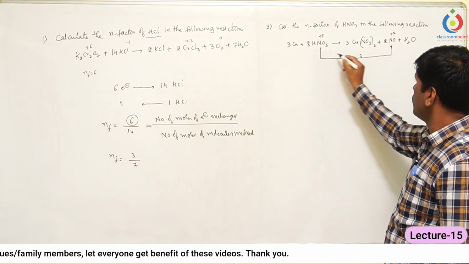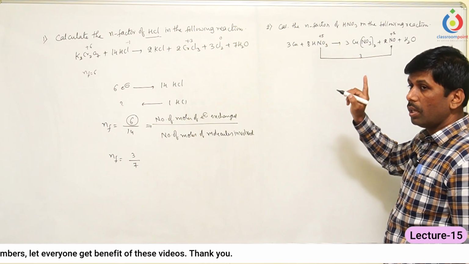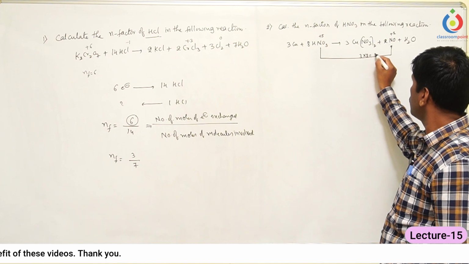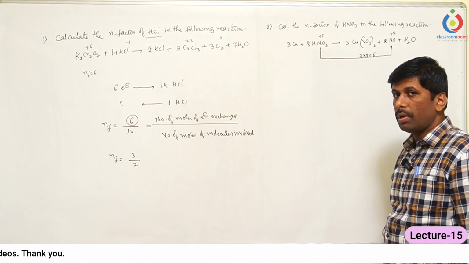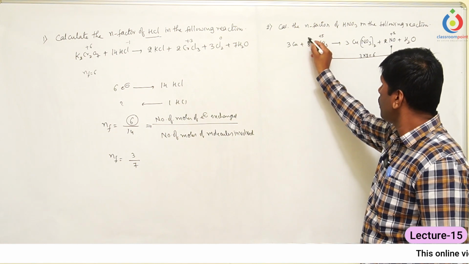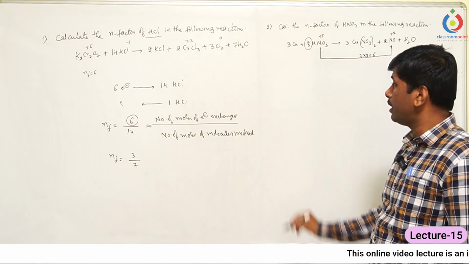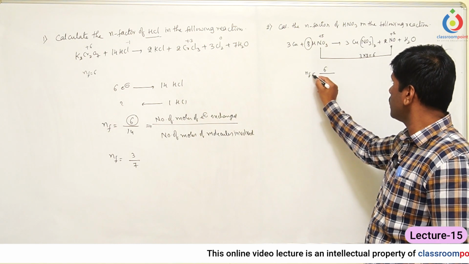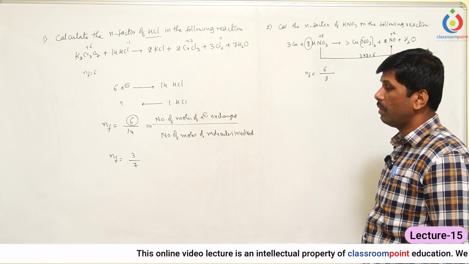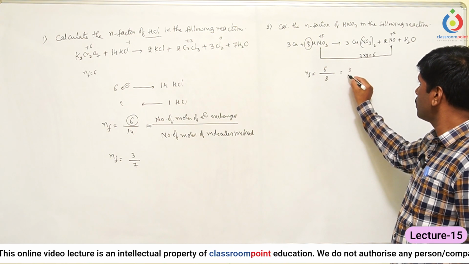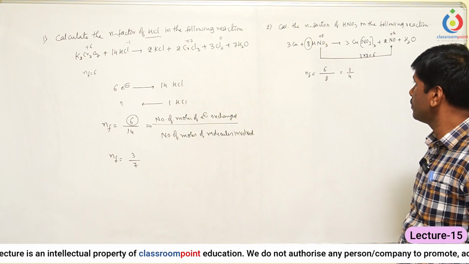Like that, how many nitrogens are involved here? Totally 2 nitrogens' oxidation state is changed. So 2 times 3 equals totally 6 electrons. Number of moles of electrons exchanged equals 6. But how many moles of molecules are involved? 8. So N factor equals number of moles of electrons exchanged by number of moles of molecules taken. That means it is equal to 3/4.